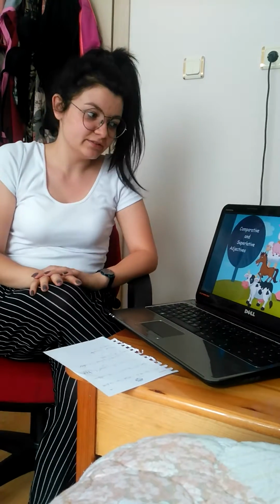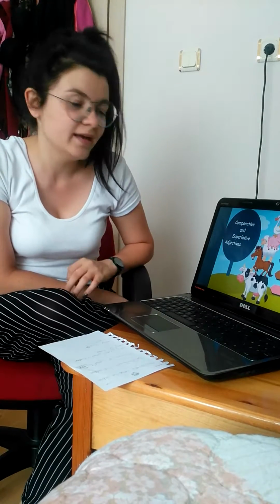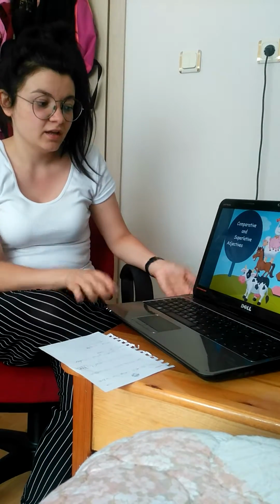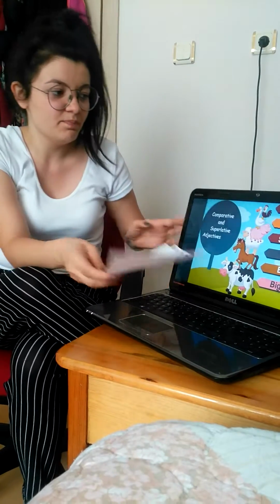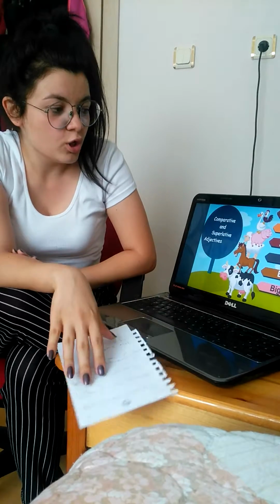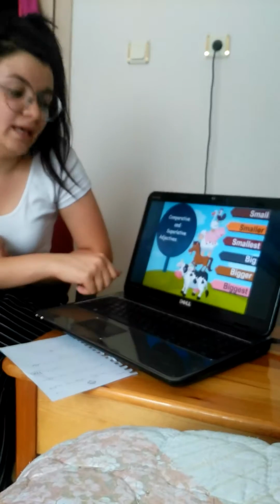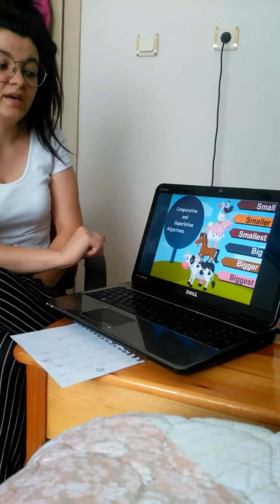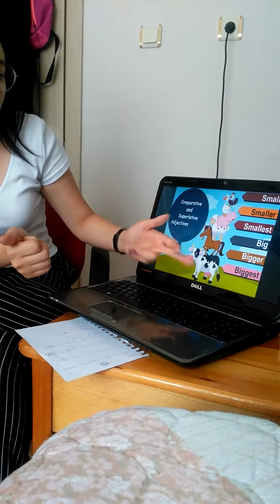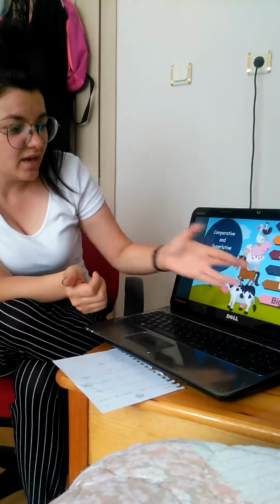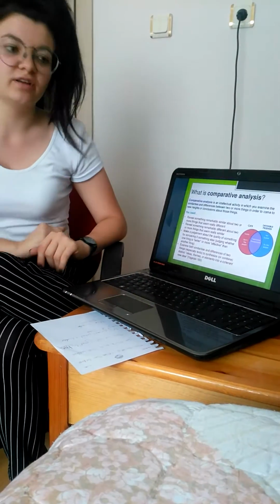Ladies and gentlemen, today we will learn comparative and superlative adjectives. Look at the pictures and guess what this is. Small, smaller, smallest, big, bigger, biggest. What is big? What is bigger? What is biggest? What is the difference between big, bigger and biggest? We will talk about it.